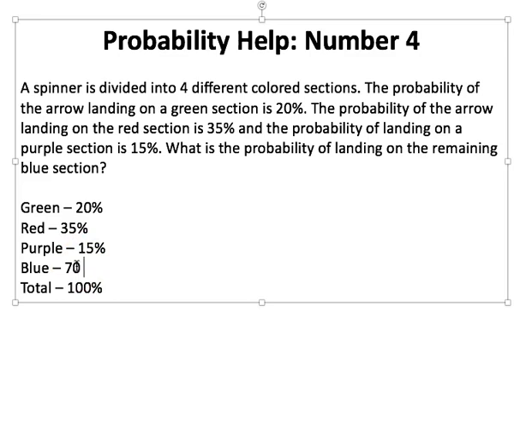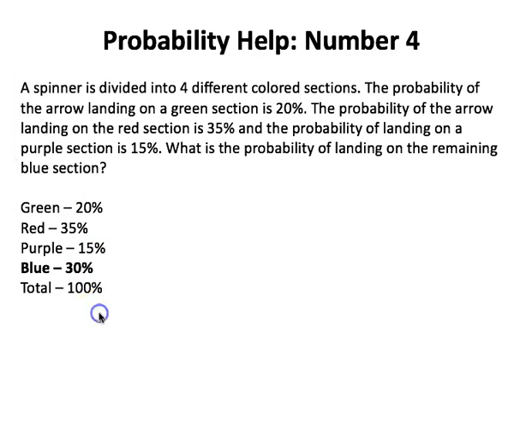I can use my calculator. 20 plus 35 plus 15 is 70. So then I'm going to do 100 minus 70. That will give me 30% for blue. Okay, because all of these added up were 70, so that tells me I gotta add 30 to get to that full 100. So that's how you do number 4.